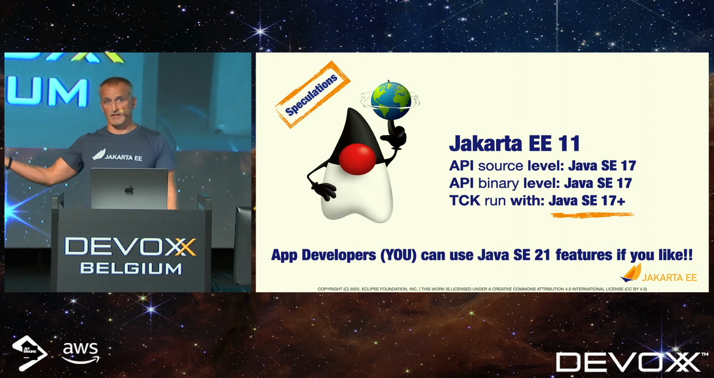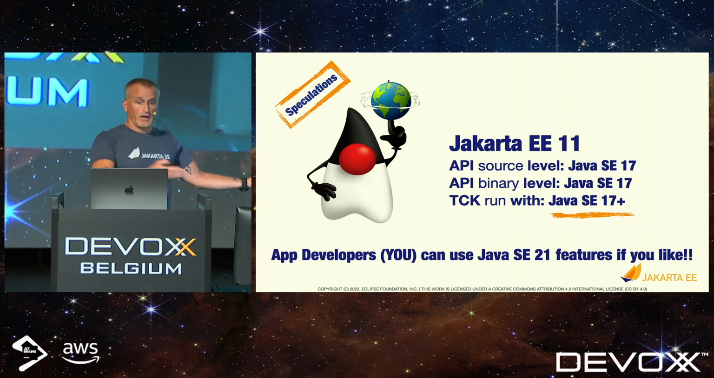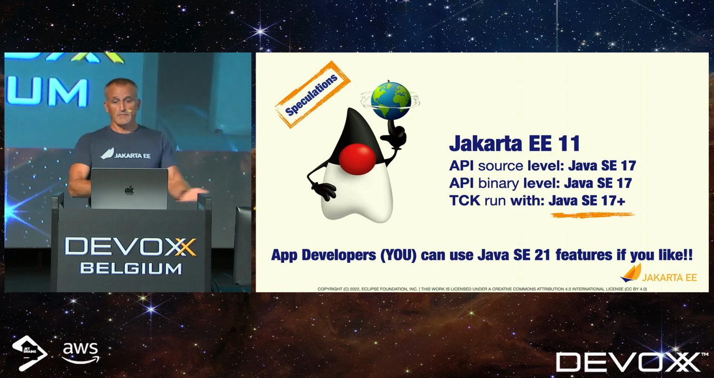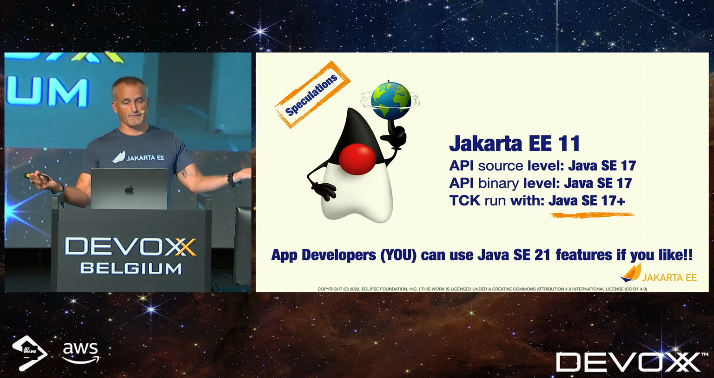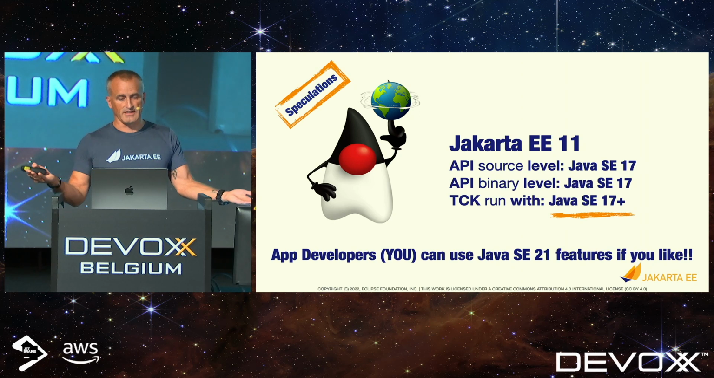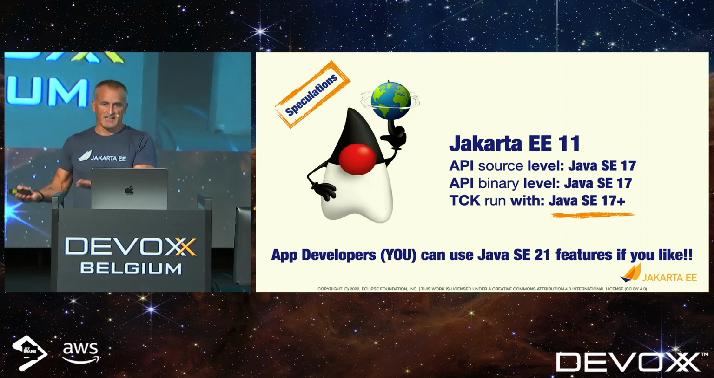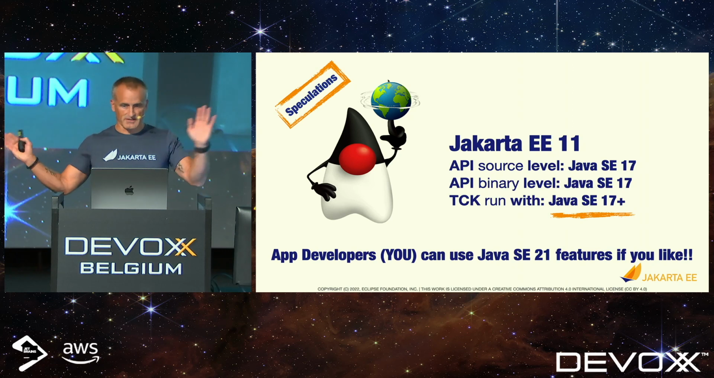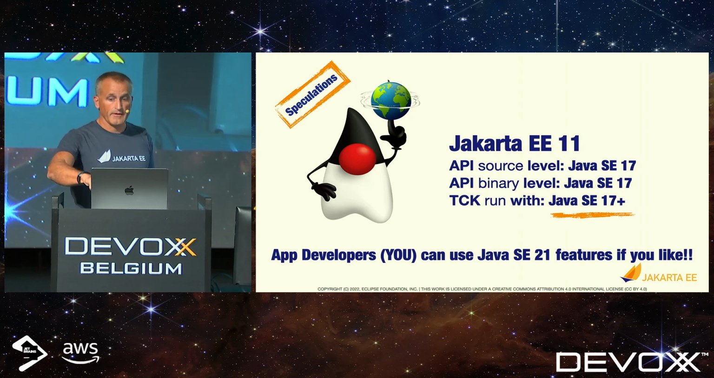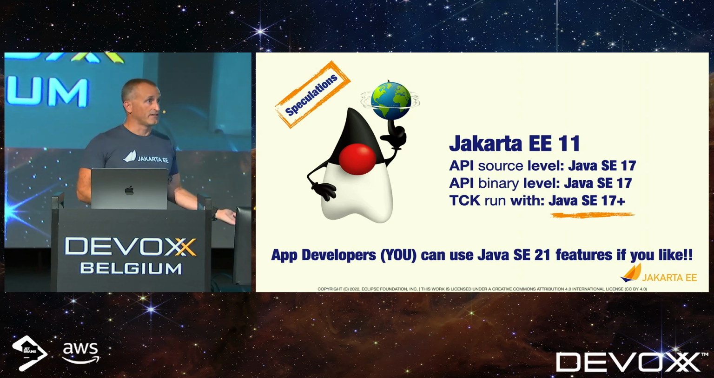But who knows what's coming in 21? How are we going to do with the testing? We probably are going to go live with 11 after SE 21 is out, so we need to make sure that it runs on 21. But whether we should raise the API levels to 21 or have a 10.01 release in between where we do some 17 stuff, or how we're going to do it, that's what we're discussing right now.